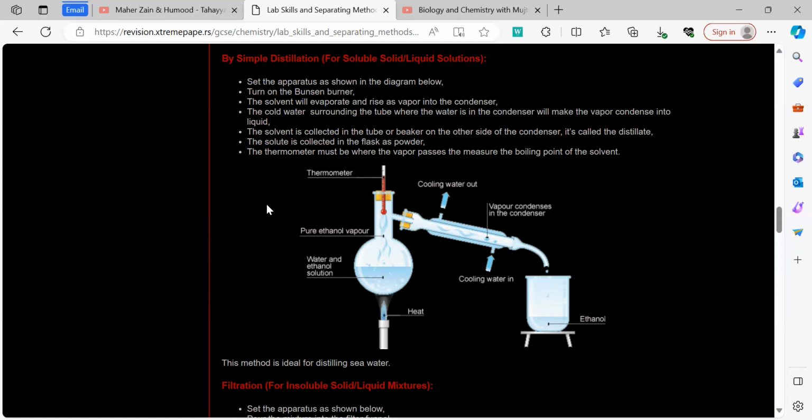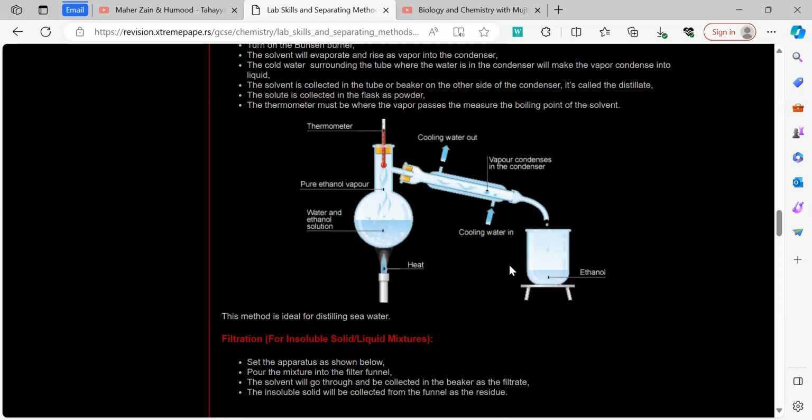later. So as ethanol evaporates over here, it goes into this condenser, and then it is extracted out. This is the ideal method for distilling seawater. How? Because a similar strategy is employed to remove the salt, which is NaCl, from the seawater, so that drinking water can be obtained.